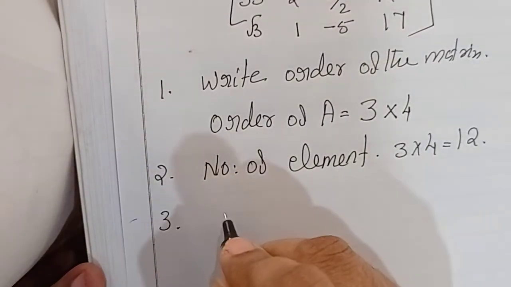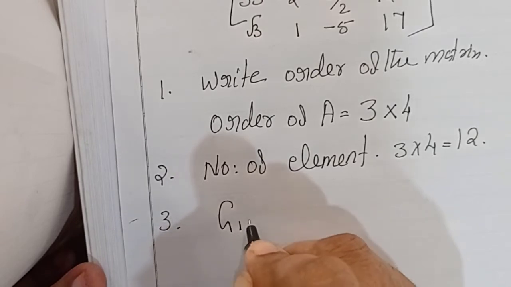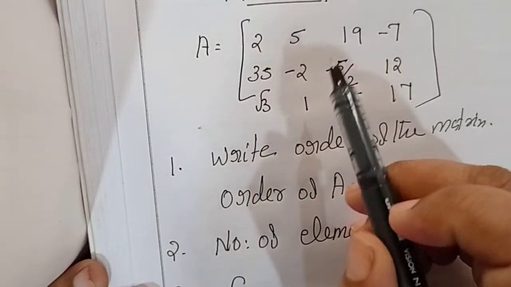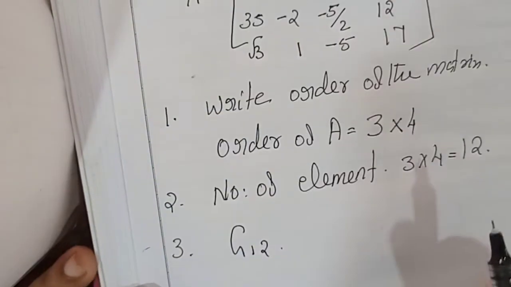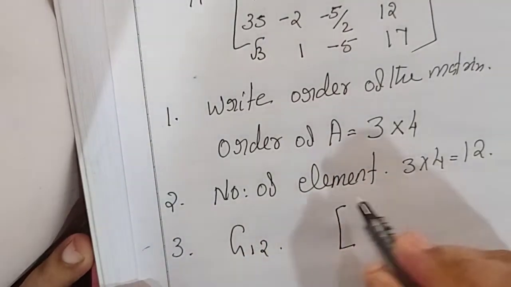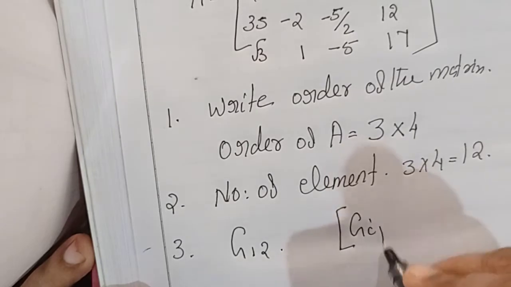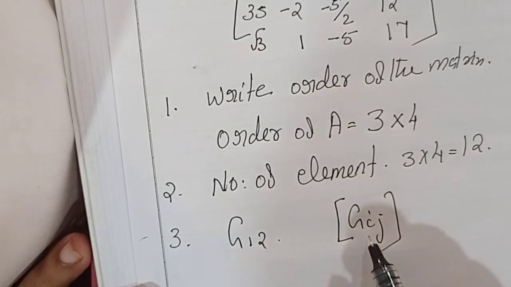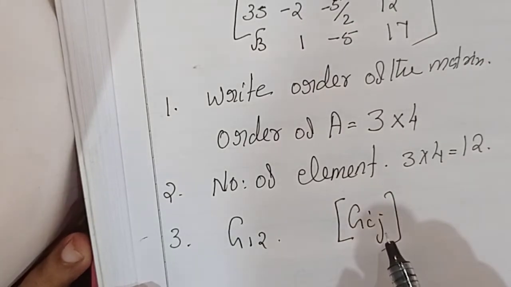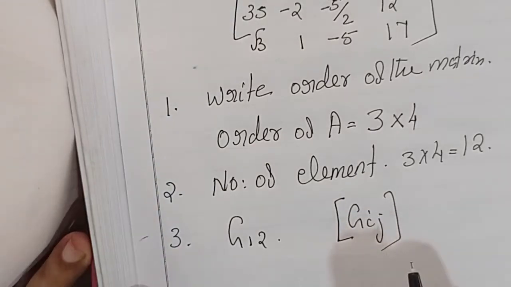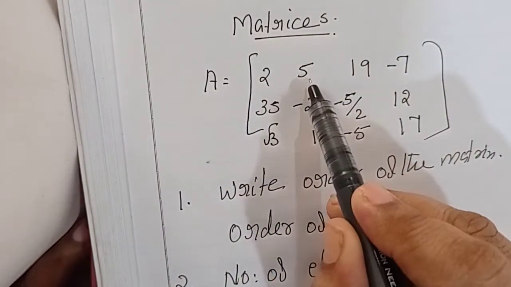Write the element A12. Can you say what is the meaning of A12? The meaning of A12, actually the general notation of a matrix, all of you look here, is Aij. What is the general notation? Aij stands for ith row, jth column. Therefore, A12 means first row, second element.